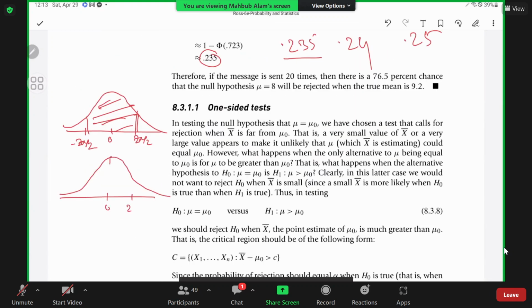Z alpha is here. Only this is the rejection region, and this is the acceptance region. So in case of a one-sided test, we actually have two different tests possible. One is this one, and as you can understand, the other one is minus Z alpha. So this is the acceptance region, and this one is the rejection region.